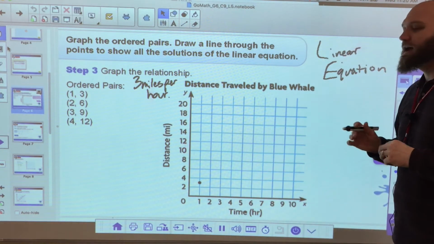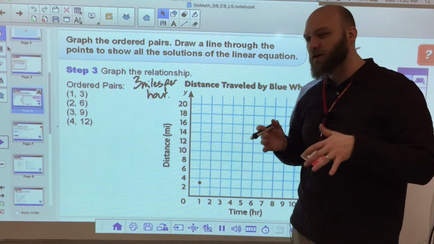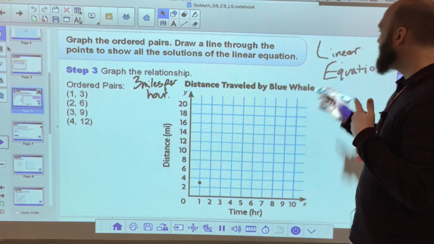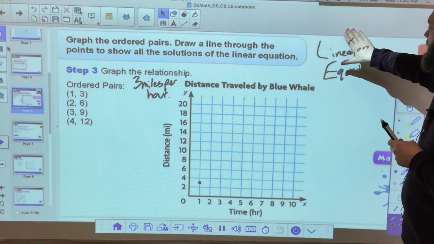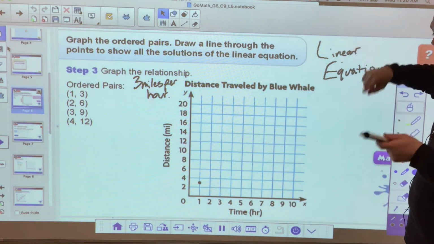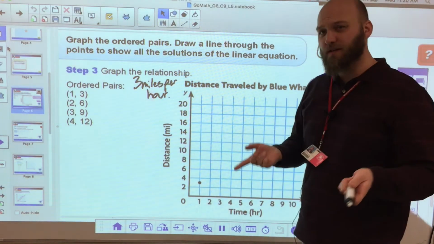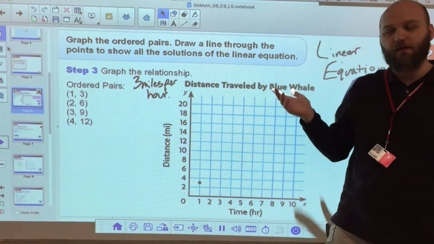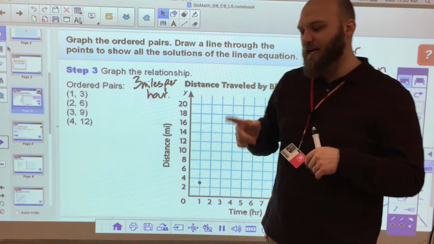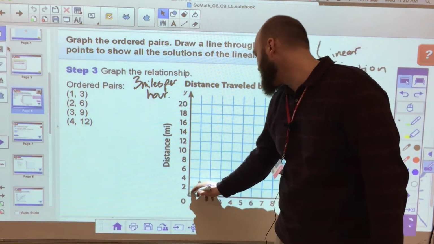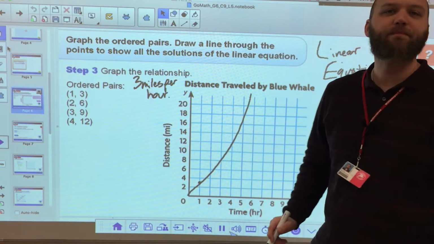What I want to keep an eye on is, this is a lesson on linear equations. Linear means line. A line equation. This is an equation that makes a line, a straight line. As you move forward with some of your data, you might see something that goes like this. It increases over time, right?